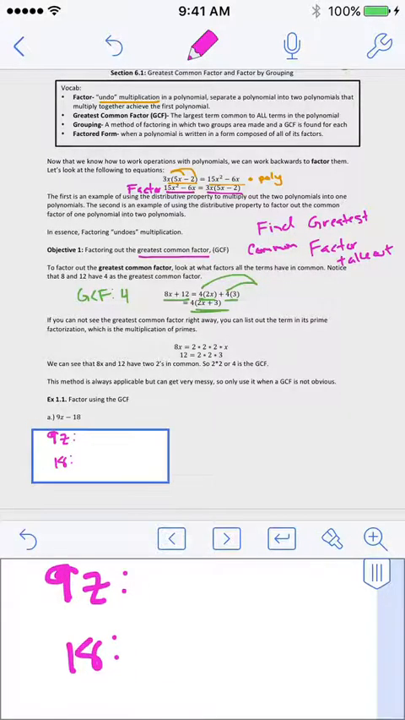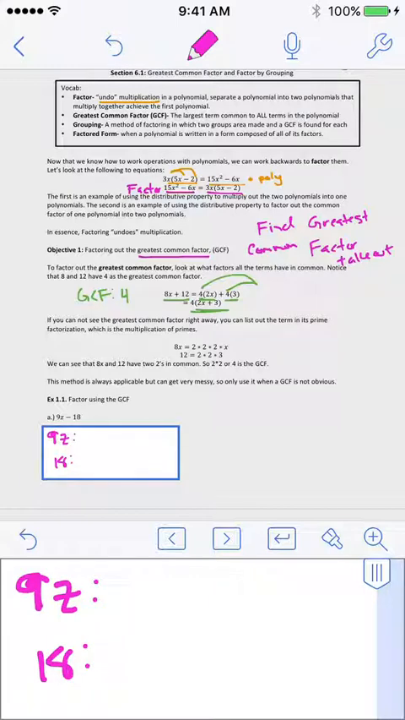9z and 18. Let's take a look at what we have in common here. Well, 9z is 3 times 3, right? Or 1 times 9, right? And it has a z. Cool. What I've just done here is called prime factorization. I basically broke it down until I couldn't break it down anymore, so I broke it down into primes. This is one method you can do.